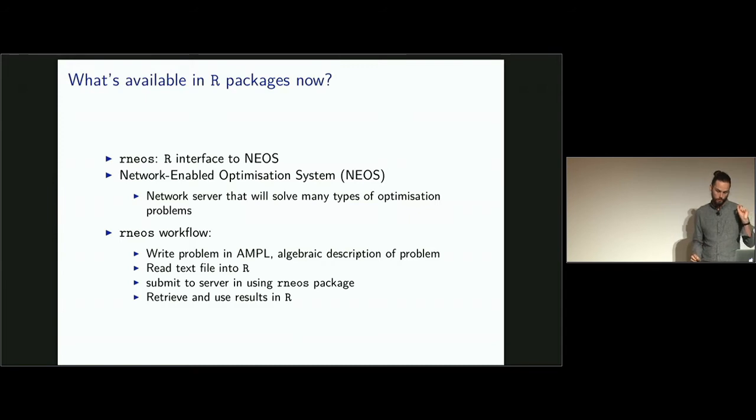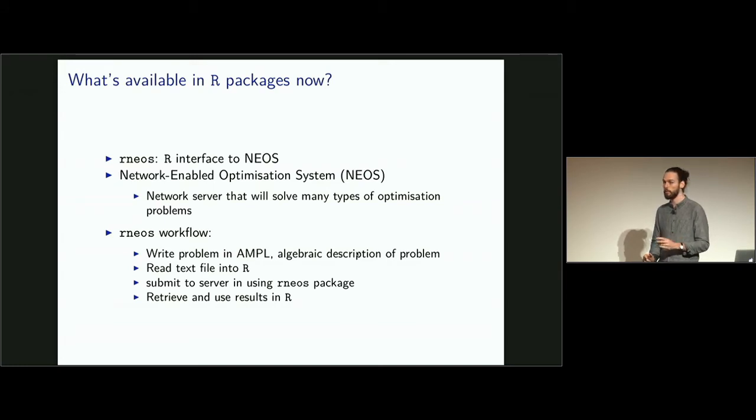Okay, so that was my intro to semi-infinite programming. What's available in R now? There's an API called RNeos, which is a connection to the network-enabled optimization system. It can solve heaps and heaps of different optimization problems, and it's brilliant at what it does, but it's not a very R solution to the problem, because essentially you write the problem in AMPL, which stands for, I think, a mathematical programming language. You read that text file into R, you submit it to a server, and then you retrieve and use the results in R.